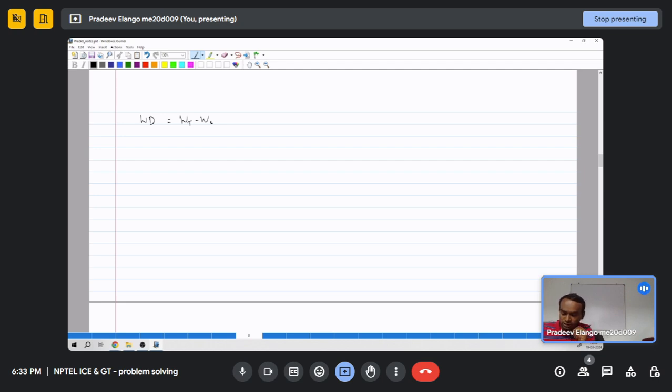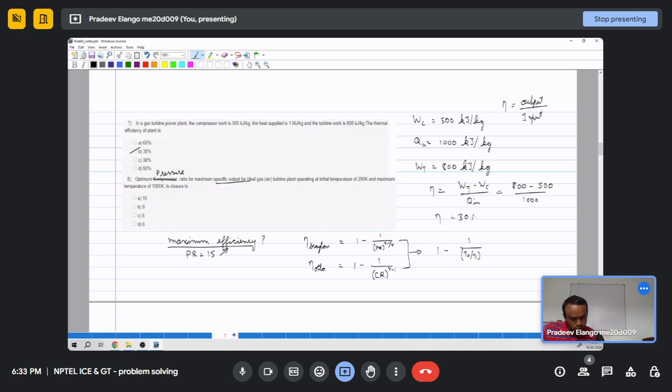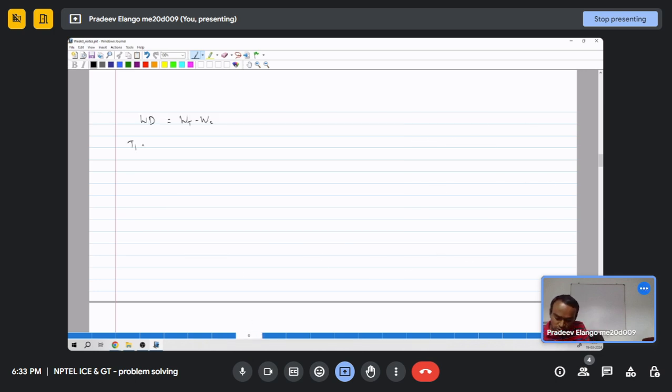And how can we write it in other ways? Here it is given that T1 is 290 Kelvin, T3 is say 1000 Kelvin, and we need to find which one will give me the maximum work done, in terms of kilojoule per kilogram. So we can write efficiency is work done divided by Q in, and so from this, work done will be efficiency into Q in.